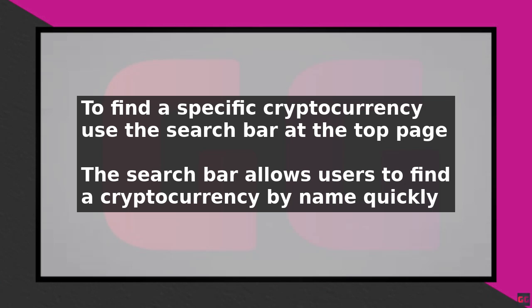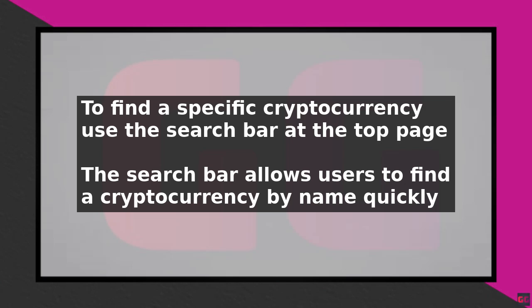One of the most useful features of CoinMarketCap is the ability to compare different cryptocurrencies. To do this, navigate to the Compare page, where you can select up to 5 different cryptocurrencies to compare. This allows you to easily see the differences in price, market cap, and trading volume between different cryptocurrencies.